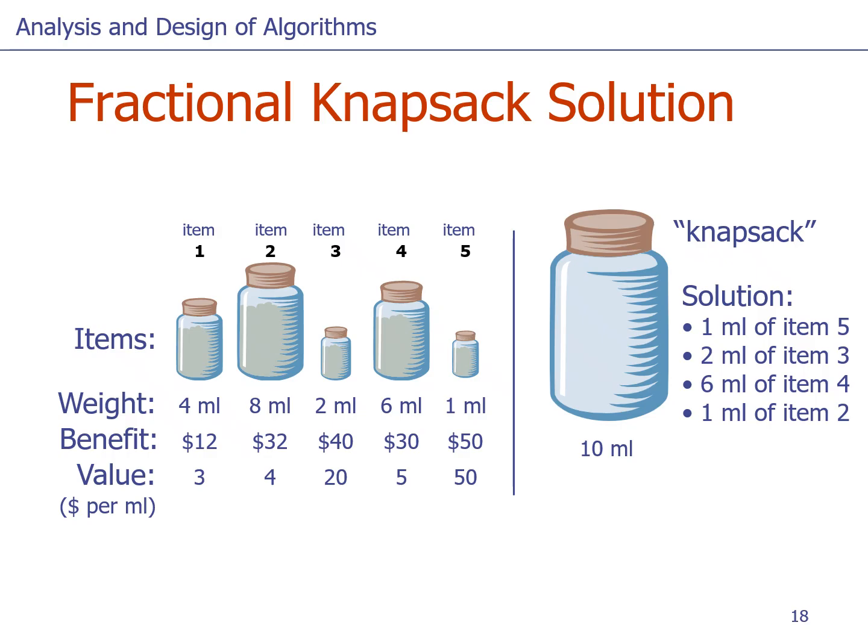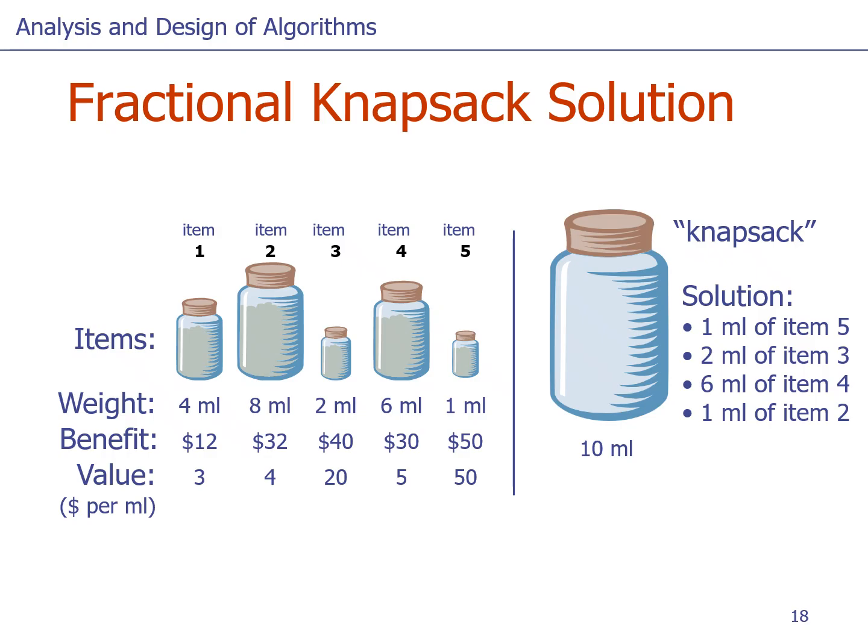And then I will include 2 milliliters of item 3, because item 3 is the second most valuable, where 1 milliliter is worth $20. So I include two of them. This is the maximum I include because I only have 2 of them. Okay, so it's 2 milliliters there.